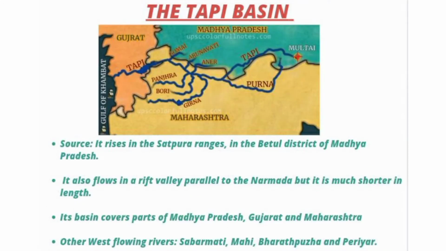The Tapi Basin. Source: it rises in the Satpura range in Betul district of Madhya Pradesh. It also flows in a rift valley parallel to the Narmada, but it is much shorter in length. Its basin covers parts of Madhya Pradesh, Gujarat, and Maharashtra. Other west-flowing rivers are Sabarmati, Mahi, Bharatpuzha, and Periyar.